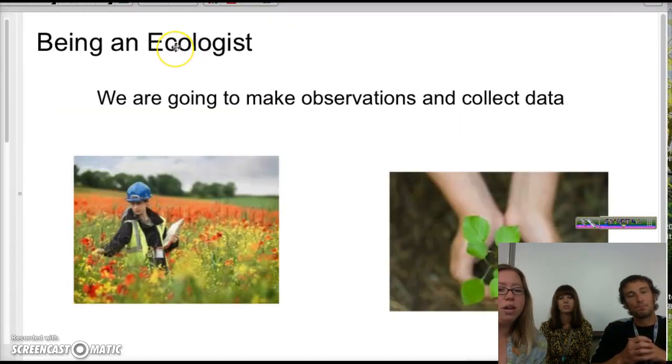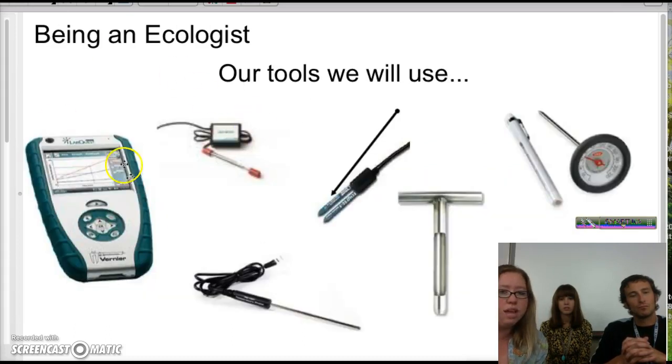All right, so we're going to be ecologists in this big project that we're working on. And so we are going to collect some observations and some data in the actual ecosystems around our school. And so we're then going to talk about the variety of tools that we're going to be using as we go and collect data.